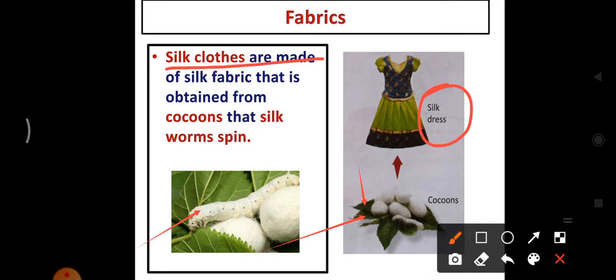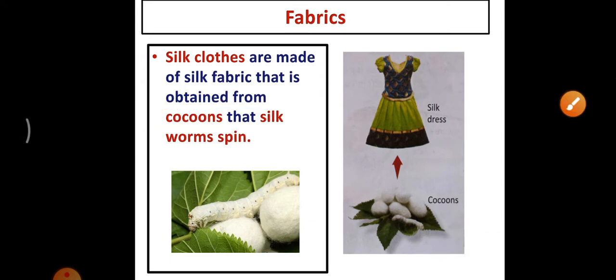So silk clothes are made up of silk fabric that is obtained from the cocoons. This is a cocoon that silkworms spin. Who spins the cocoon? The silkworm spins the cocoon.